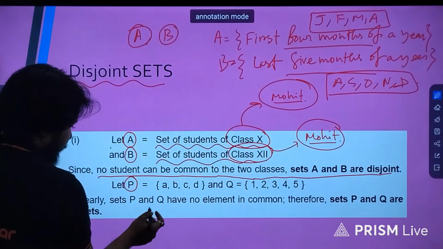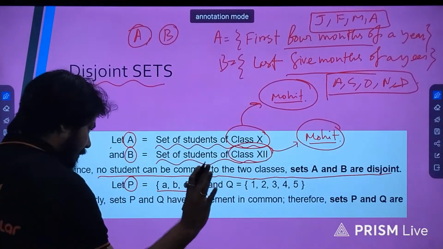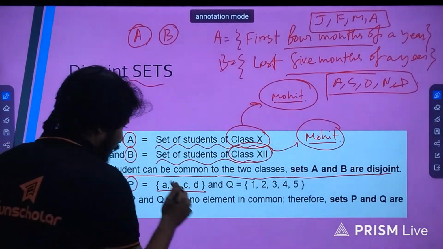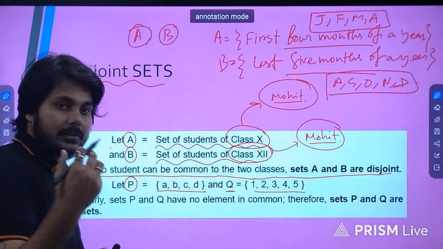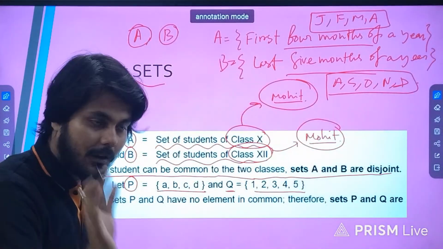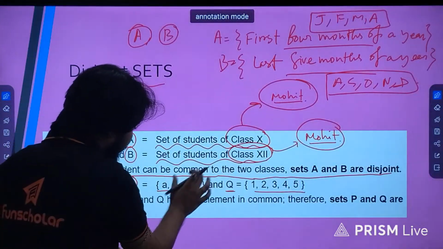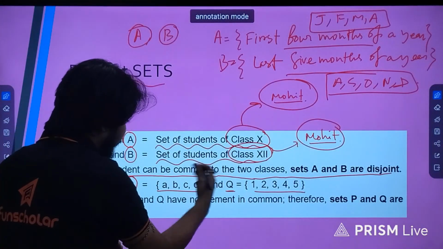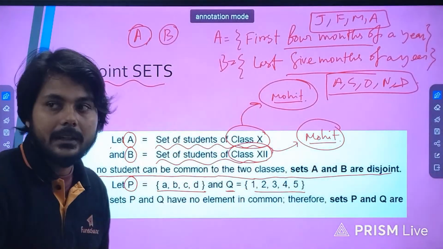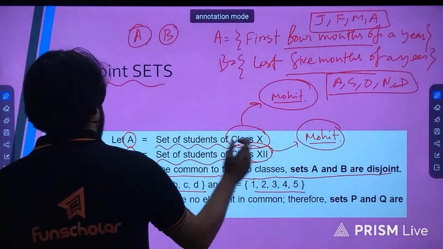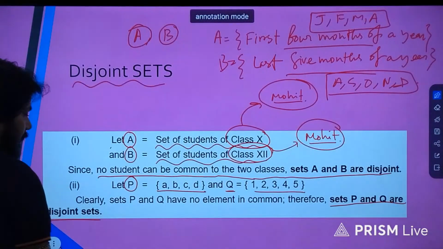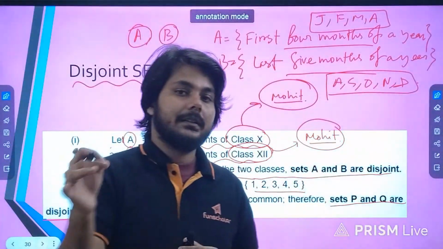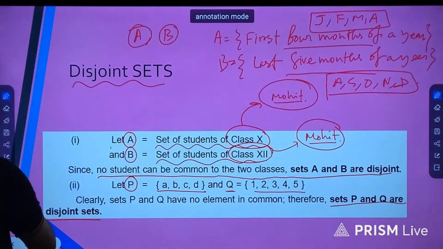Suppose P is a set that has A, B, C, D, the first four alphabets of English, and Q is 1, 2, 3, 4, 5, the first five counting numbers of mathematics. Is there any element common in both the sets? You will say no. So these two sets, P and Q, are disjoint sets. Clear? Very clear.